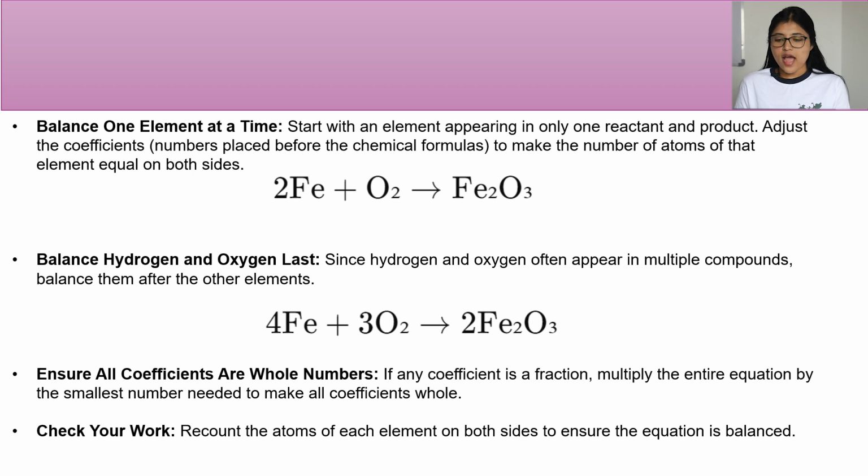So we have 4 iron atoms on the left side and 2 into 2, 4 on the right hand side as well. I have 3 into 2, 6 on the left hand side for oxygen and 2 into 3, 6 on the right hand side for oxygen as well. So I can confidently say that this equation is balanced.